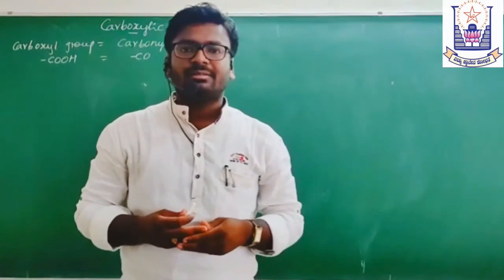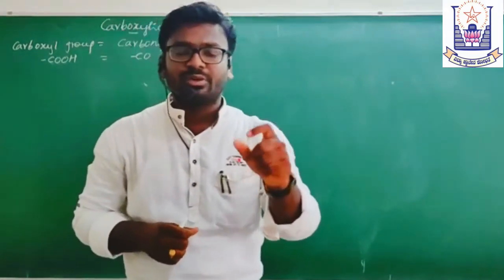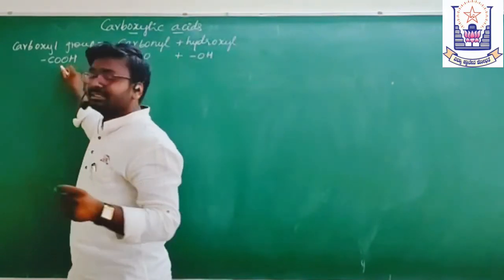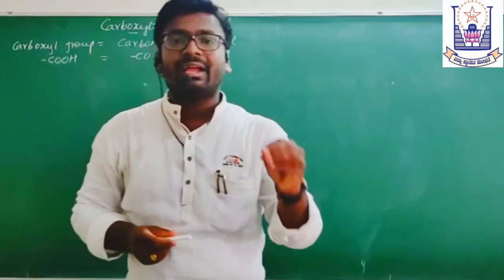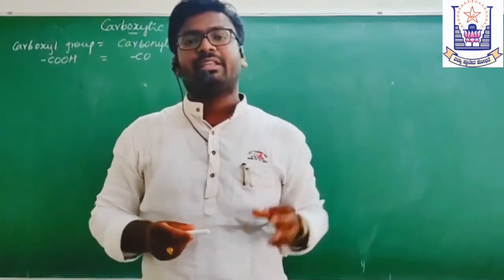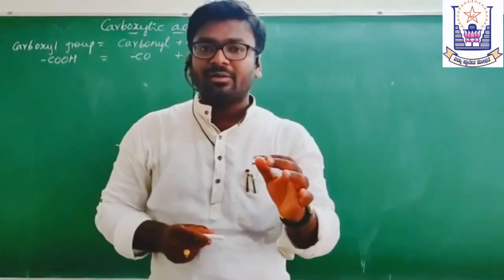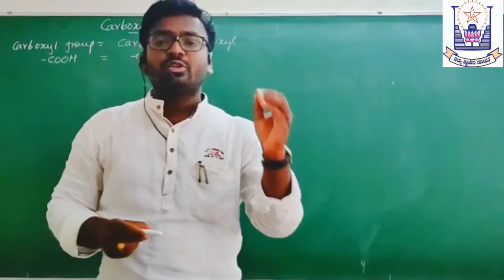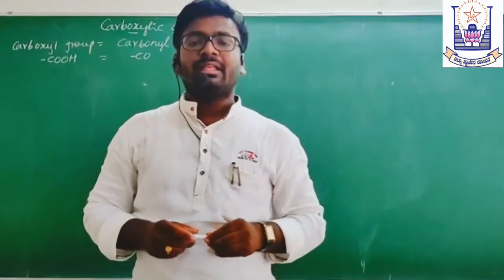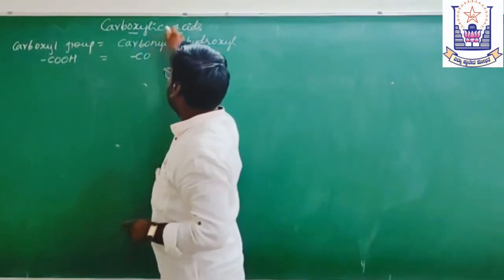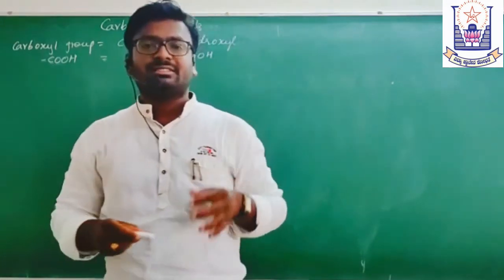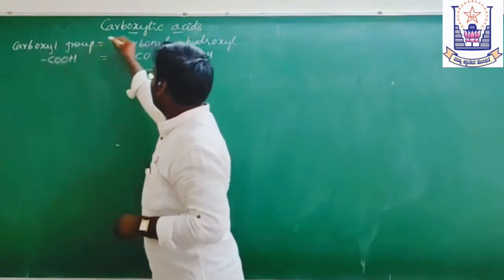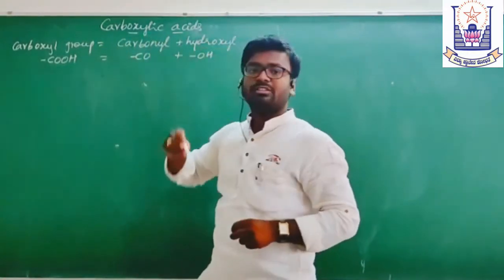Carboxylic acids, here you have to focus on the word acids. When an organic compound contains this COOH group, it will have some acidic property. The organic compound with the COOH functional group will show the acidic property. That is why such compounds are called carboxylic acids. And this is the sum of the carbonyl and hydroxyl groups.